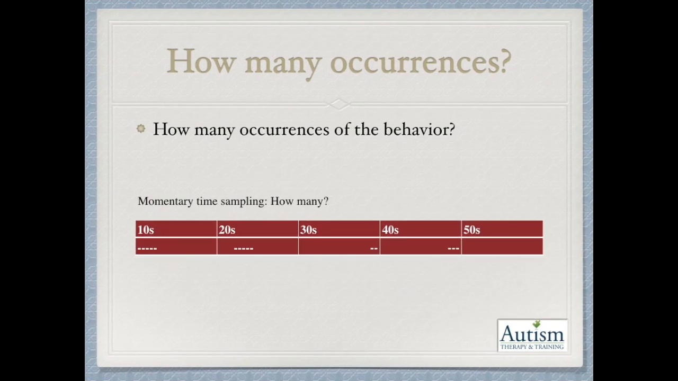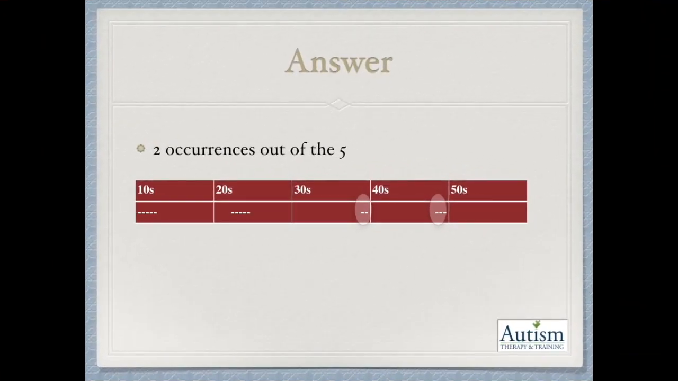So how many times did the behavior occur in the observation period? Remember, you need to look at the end of the interval to see if the behavior occurred and disregard any other behaviors. So you can see that the behavior occurred at the 30-second interval and at the 40-second interval.